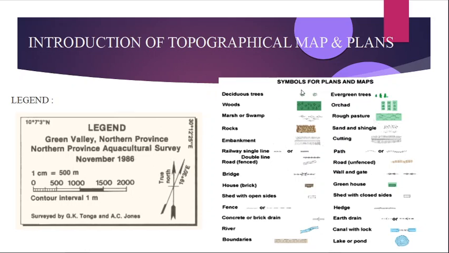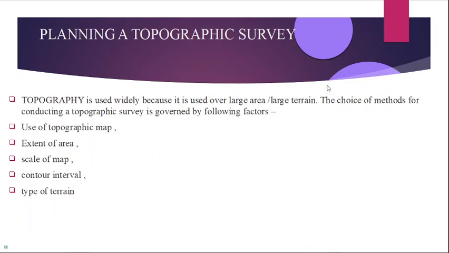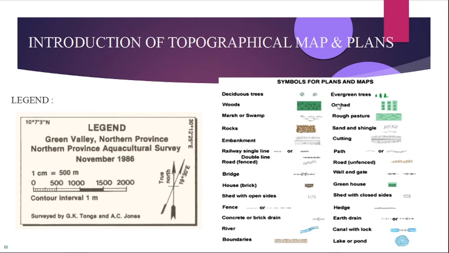Now let's take a look at the right hand side. These are the deciduous trees, woods, marsh or swamp, rocks. These are the bridges. This is the house made of brick. Wire fencing is this. River is this. Hedges is this. Cutting is this, and orchard is this.